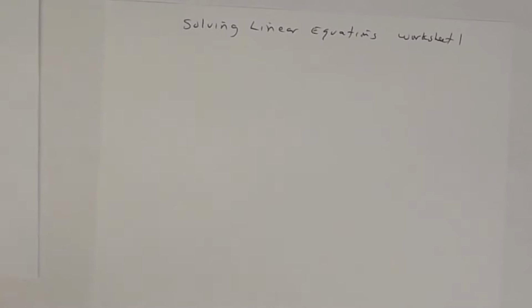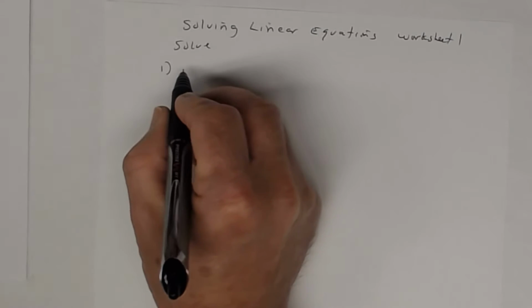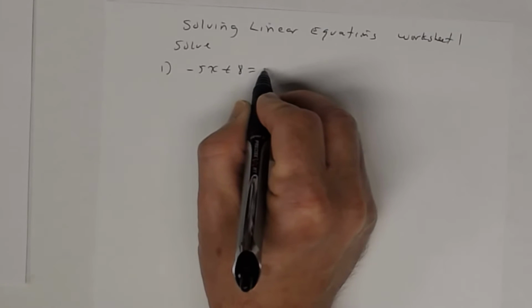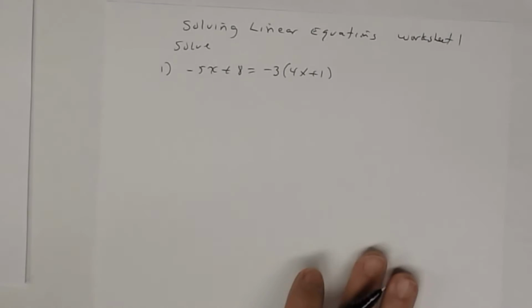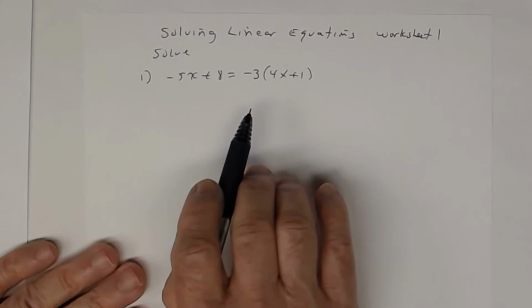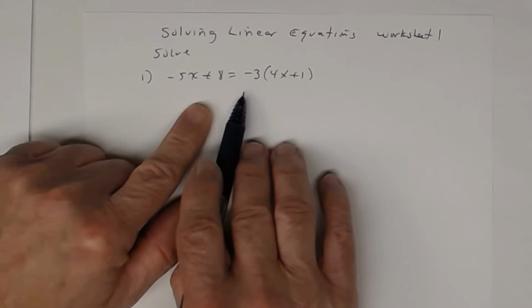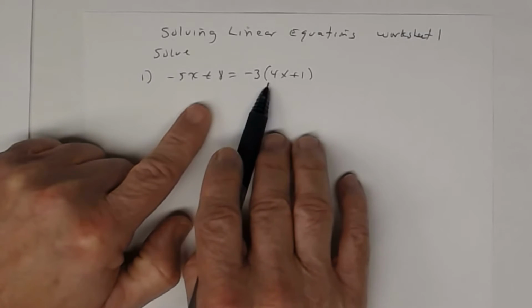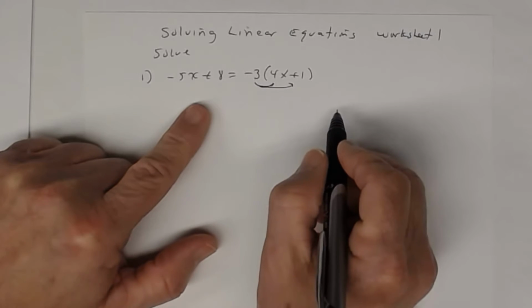So number one, we have this equation, and you want to solve each of those linear equations. So you have negative 5x plus 8 equal negative 3 times (4x plus 1). Okay, so first thing you notice when solving this linear equation is that you have parentheses. There are no fractions involved, so that's the easy kind, but I do have parentheses. So since I have parentheses, I'm going to use the distributive property to get rid of those parentheses.